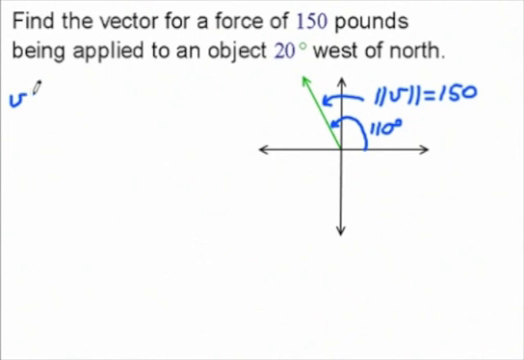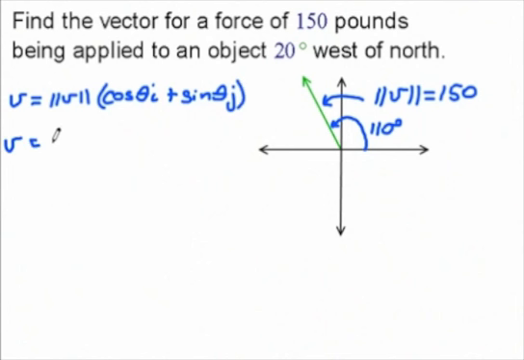So our vector V is equal to the magnitude of the vector times cosine of theta i plus sine of theta j. And then just plug in what we know. So V is going to equal 150 times the cosine of 110 i plus sine of 110 j.